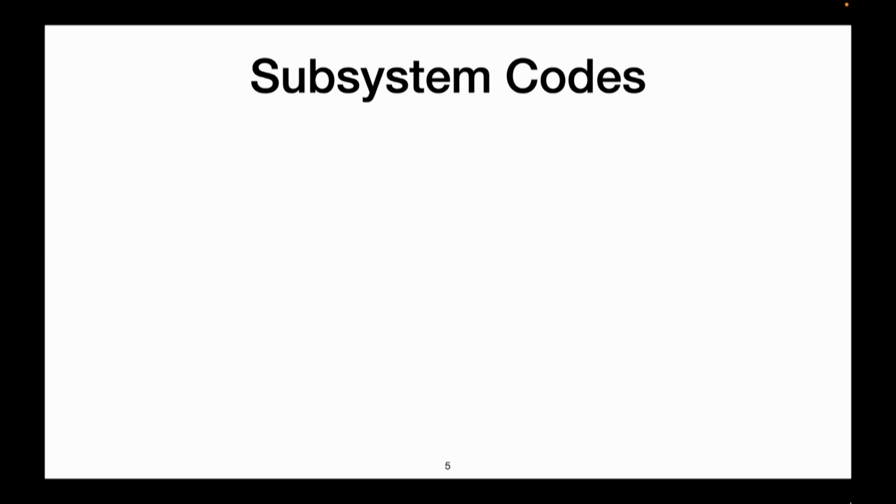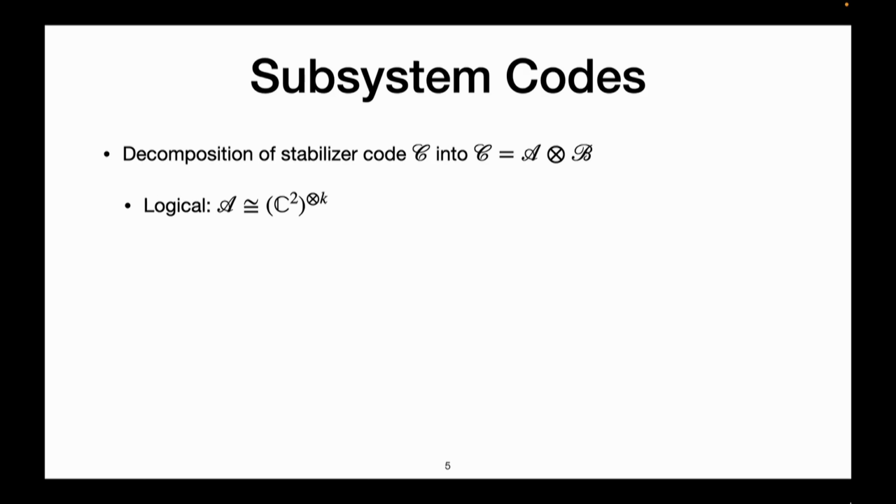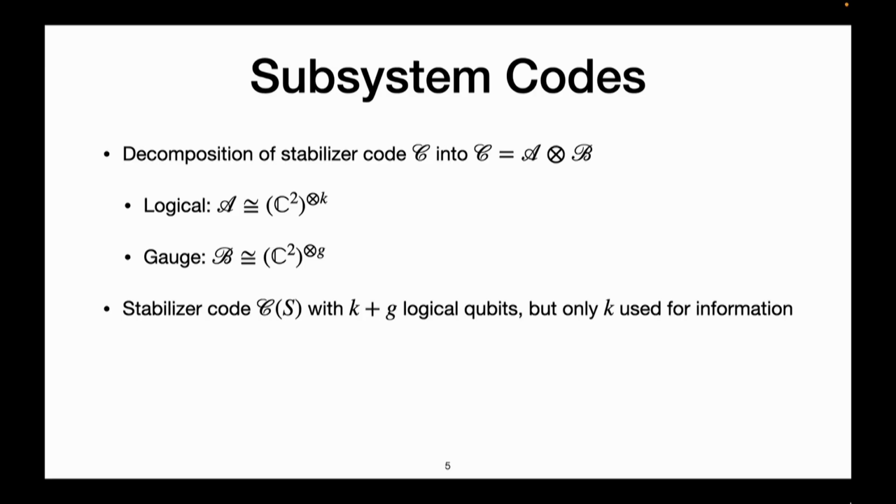Great. Okay, so let's move on to subsystem codes. A subsystem code is a decomposition of a stabilizer code into two parts, A and B, which we call the logical part and the gauge part. If the logical part has dimension 2 to the k, and the gauge part has dimension 2 to the g, then we can interpret a subsystem code as a stabilizer code that can encode k plus g logical qubits, but only actually use k of these to protect information. What we mean by this is that we just don't use g of the qubits, and we'll call them gauge qubits, and errors on these qubits don't matter.